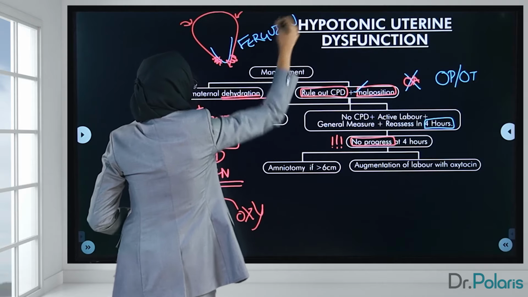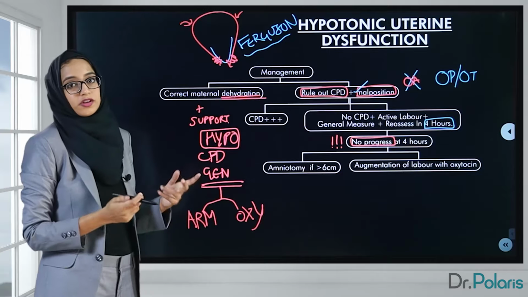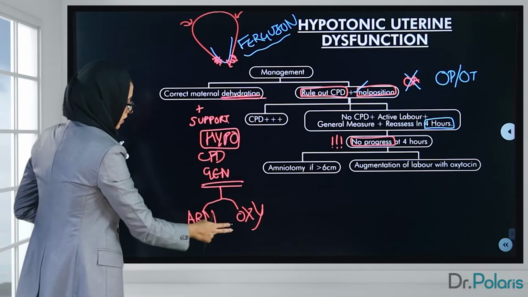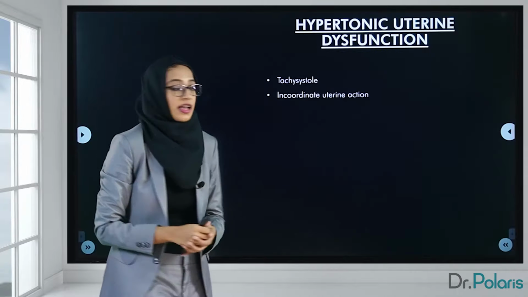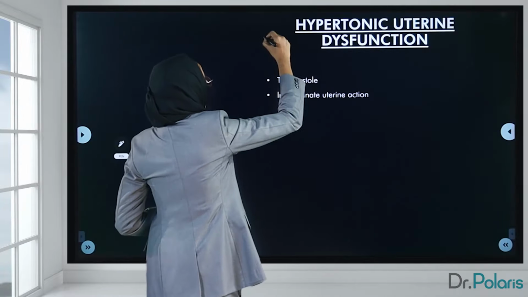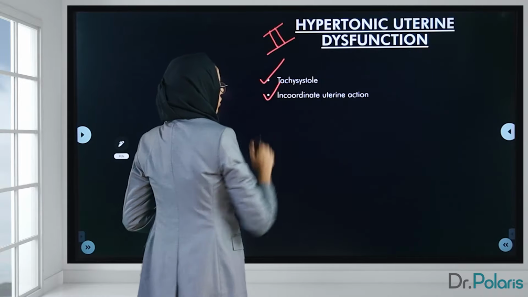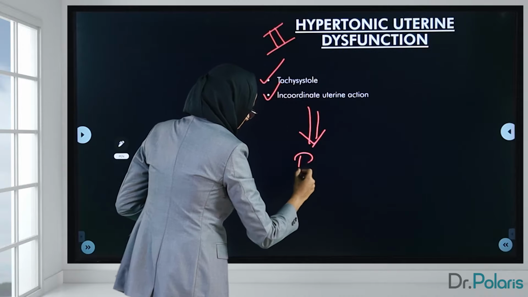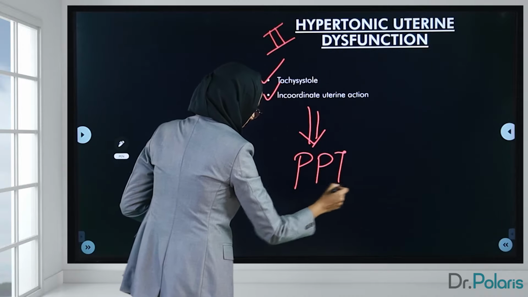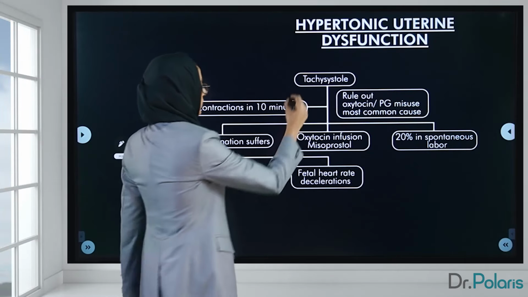Okay, this is actually mainly with respect to induction of labor or stripping of the cervix, but the same concept even works when you do an ARM. So that covers hypotonic uterine dysfunction. Let's go to the more sinister hypertonic. Now in this you've got tachysystole, incoordinate uterine action, and these can result in precipitate labor. So let's first talk about tachysystole.